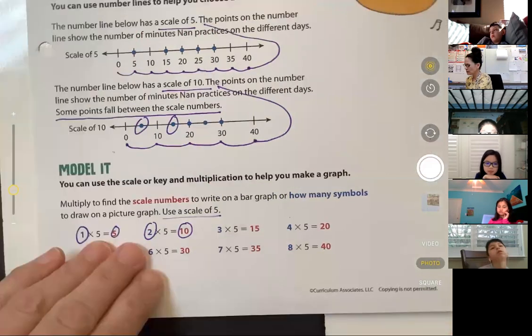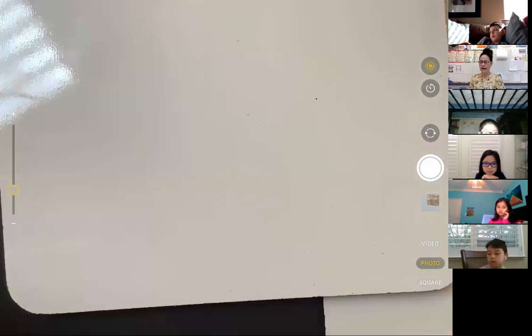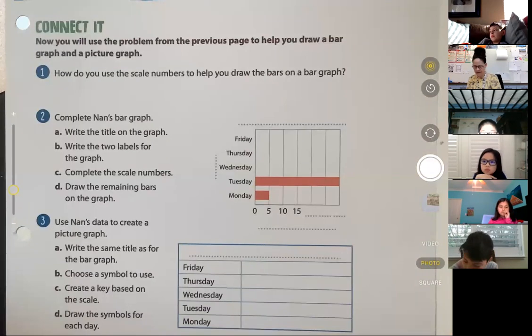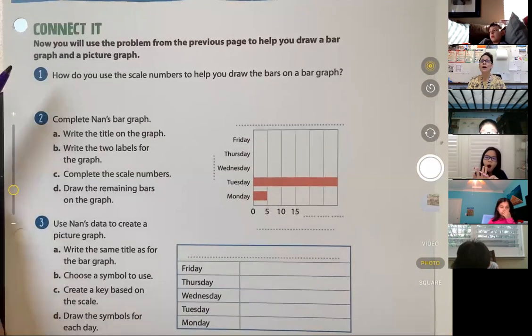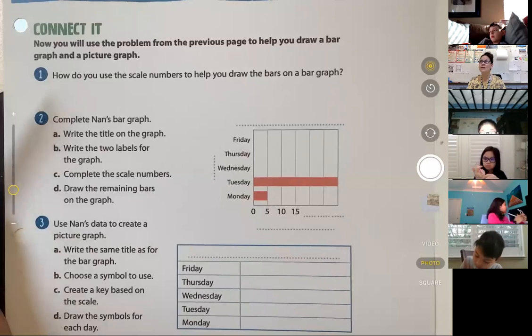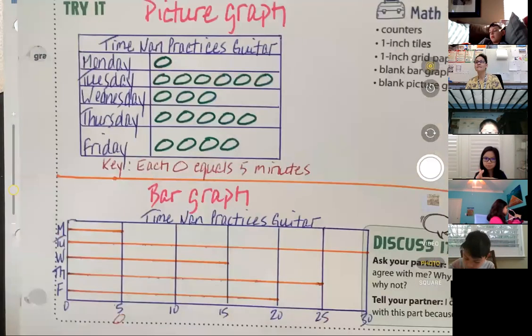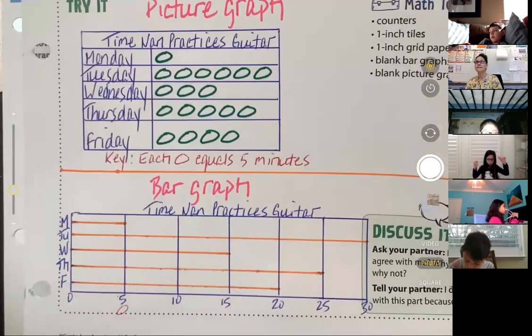So when taking a look at page 433, up at the top where it says connected, it says you're going to use the problem from the previous page to help you draw a bar graph and a picture graph. Again, this is what the goal is. This is the goal, friends. All right?